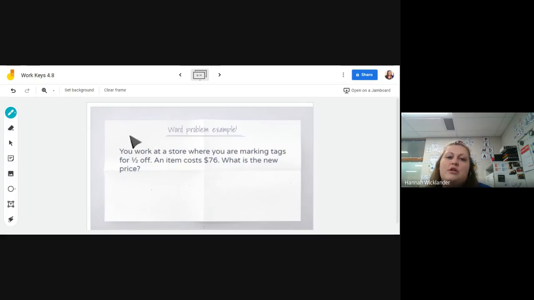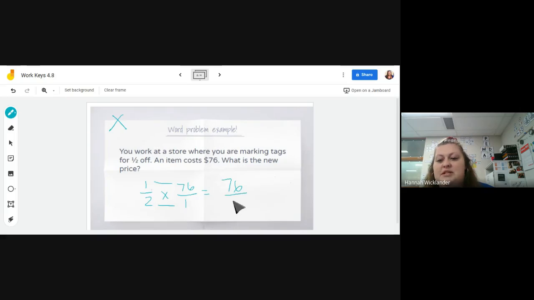And this is what your homework will look like. Word problems. Remember that lesson 4.8 is called multiplying fractions. So you're going to have to multiply in every homework problem. So you work at a store and you're marking things for half off. An item costs $76. What is the new price? So I'm going to multiply it by 76, and I'm going to write it over 1. So that way I can just multiply straight across. 1 times 76 gives me 76. 2 times 1 gives me 2.